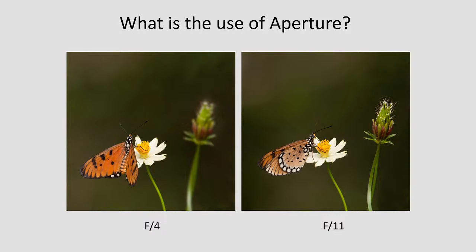These are two shots of the same butterfly. When I shot this, the bud behind it is out of focus. That's because of a shallow depth of field created by aperture f4. Whereas if I wanted both of them in focus, I can use f11 and take both of them in focus. They both will be in sharp focus.